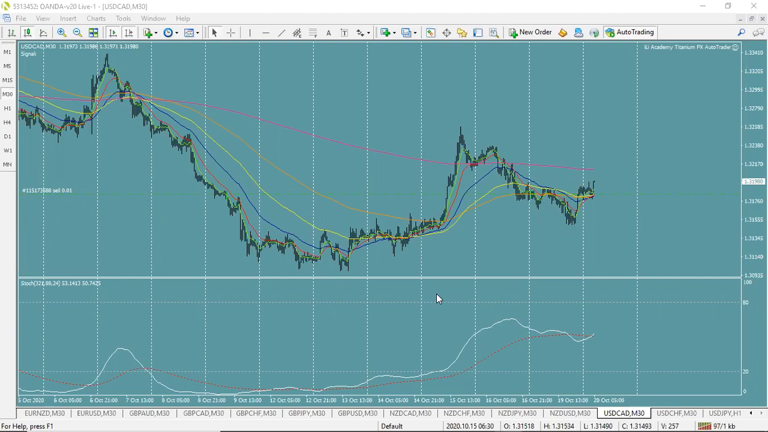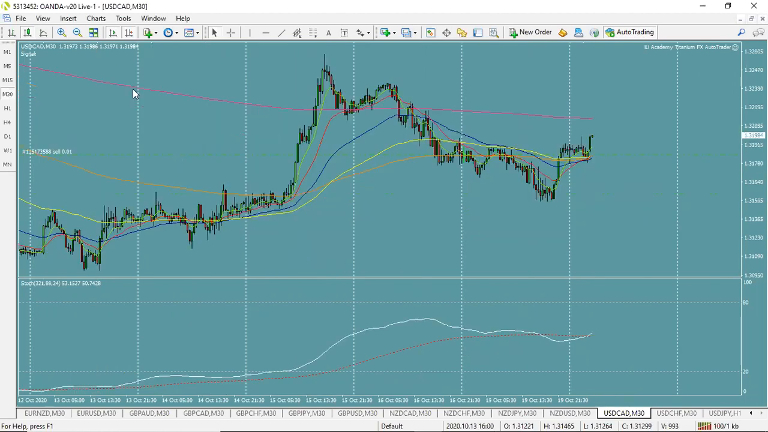So we're going to take a look today and see how that might have affected the market and how that might have affected some of the positions. I'm starting here with the U.S. dollar CAD. This is our 30-minute chart.